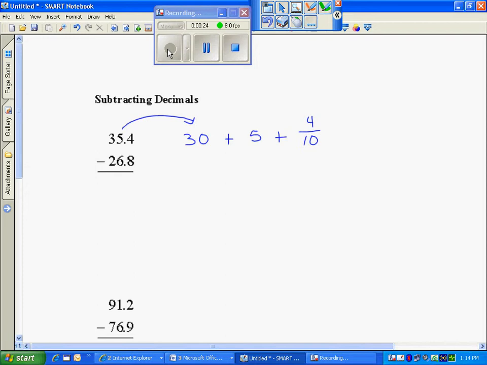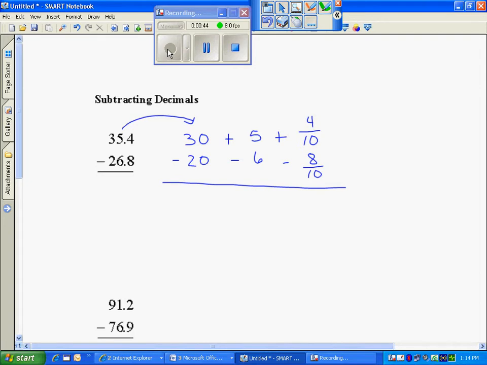I'm going to take away 26 and 8/10, so in the tens column, I have 20. In the ones column, I have 6. And in the tenths column, I have 8/10. Notice I put subtraction next to each one because I'm subtracting all of the 20, the 6, and the 8/10.